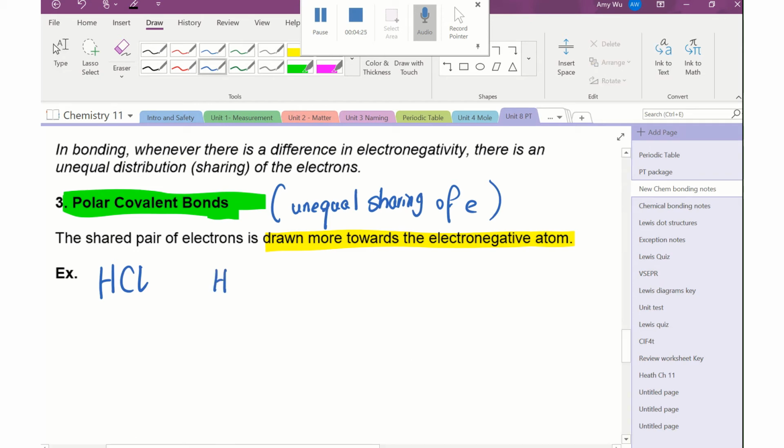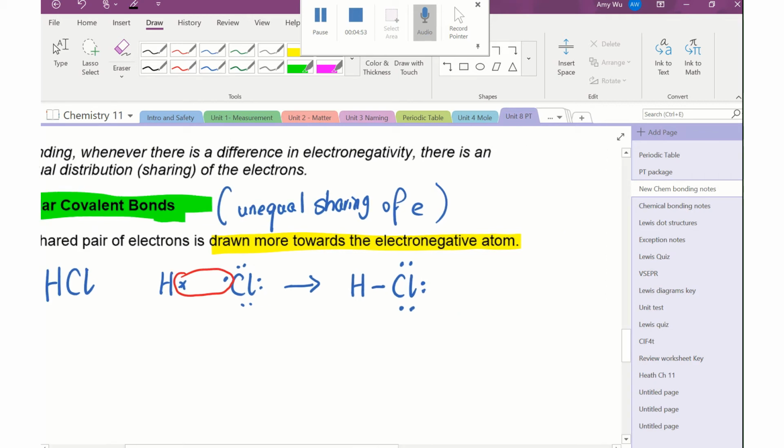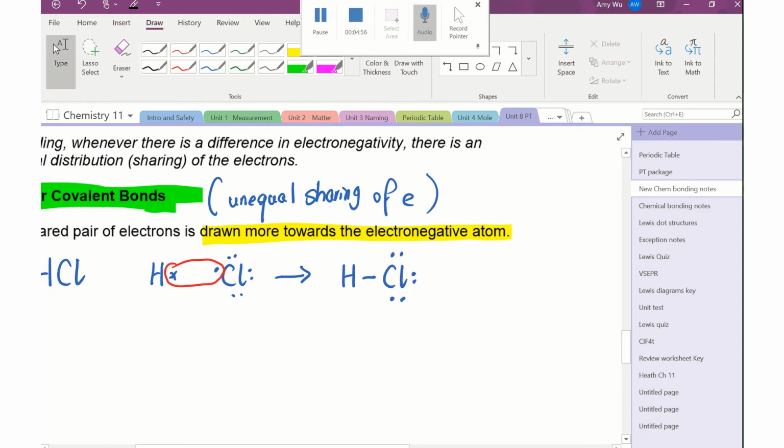So here I'm just going to start with drawing the Lewis dot structure. They want to share these two electrons. They don't want to give it away, so they want to share it. So they form a bond, HCl, with the shared pair between them. They are sharing a pair of electrons, but chlorine, if you think about the position of chlorine on the periodic table, it's more to the right hand side. It's very greedy for electrons.